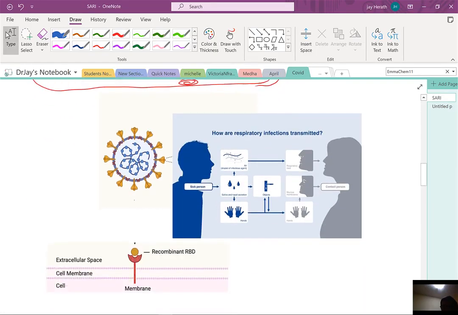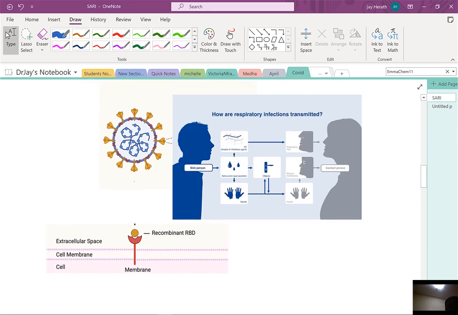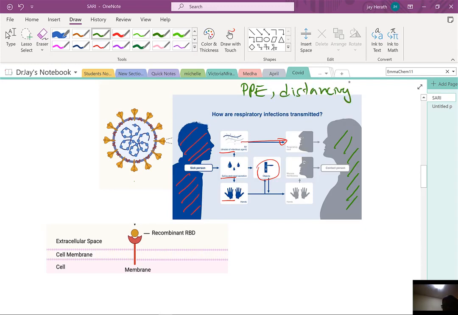Let's say this is a sick, infected person, and his droplets and saliva and what he touches, like doorknobs, can infect the other person, who is a healthy person here. We have been using PPE and distancing, and those things are very helpful, but they will not completely protect us from the sickness. So the vaccine comes into action here.